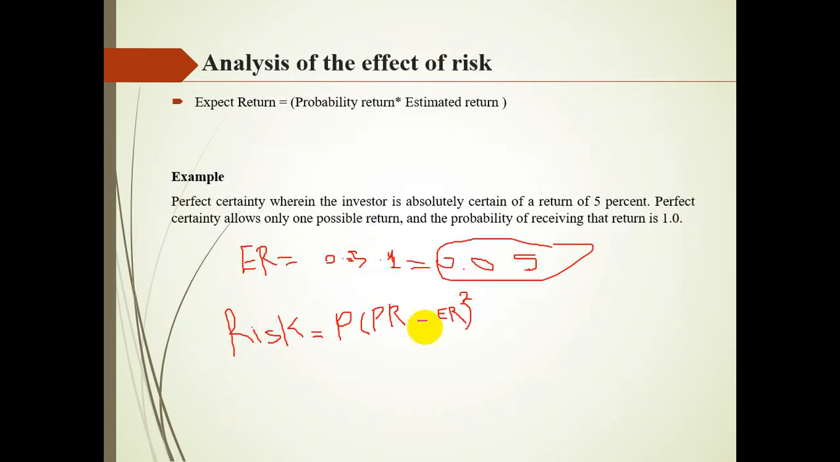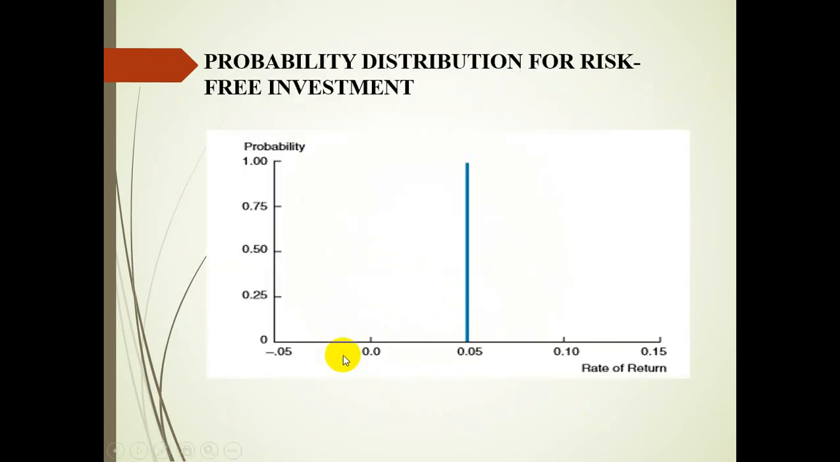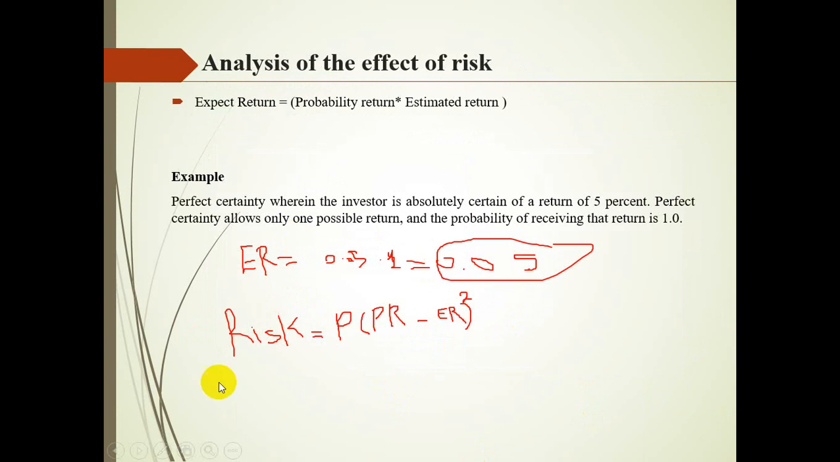If I want to do it here, my probability is again 1. So 1 multiplied by the possible return, 0.05, minus the expected return. The expected return I have calculated is 0.05, and square it, right? So 0.05 minus 0.05 is 0. 0 squared is 0. 0 multiplied by 1 is 0.